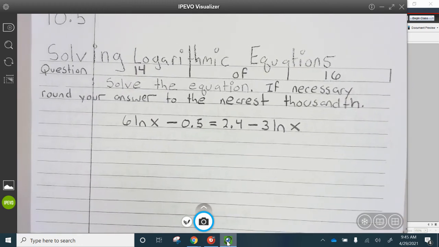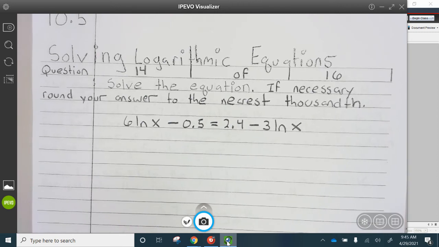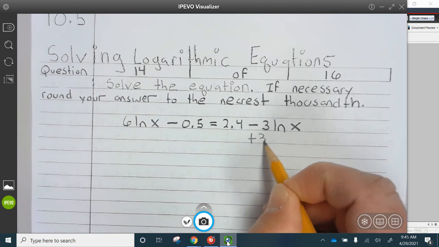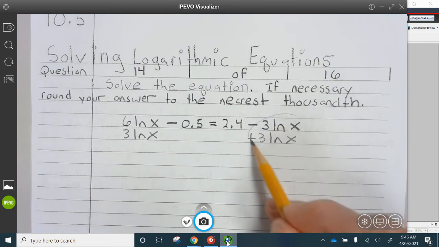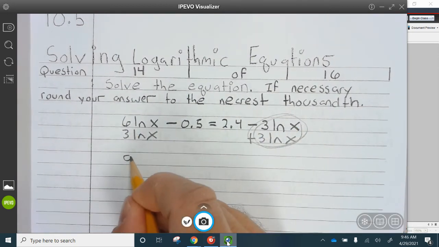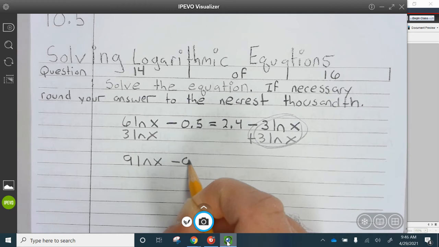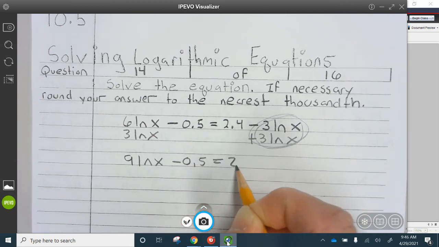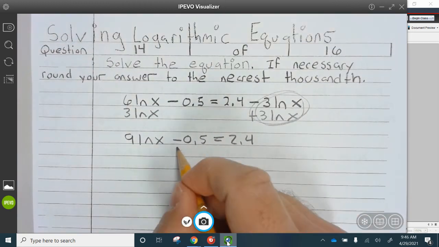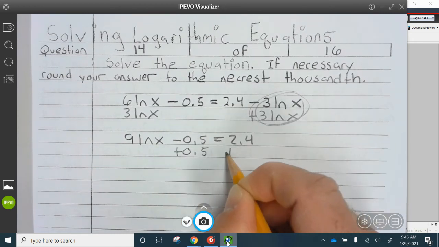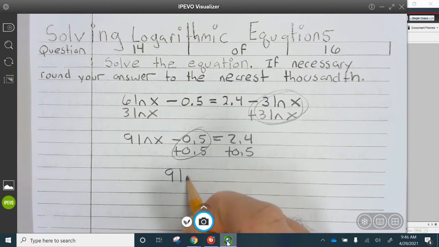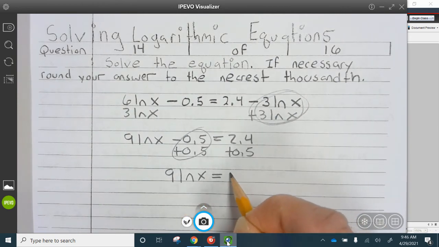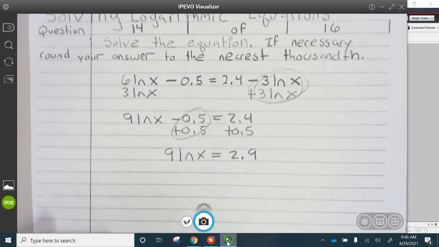Question 14 of 16. Solve the equation, rounding to the nearest thousandth. Okay, so I'm going to first start by adding 3 times the natural log of x to both sides. This is 3 and 6 is 9 natural log of x minus 0.5 equals 2.4. Let's add 0.5 to both sides. That cancels. We're left with 9 natural log of x equals 2.9.